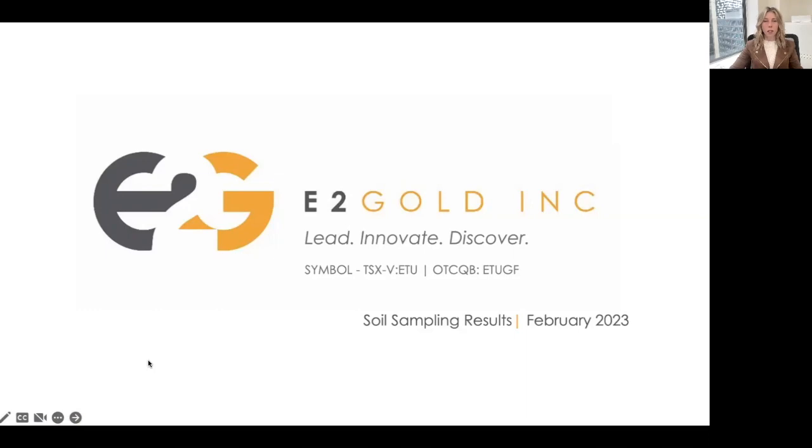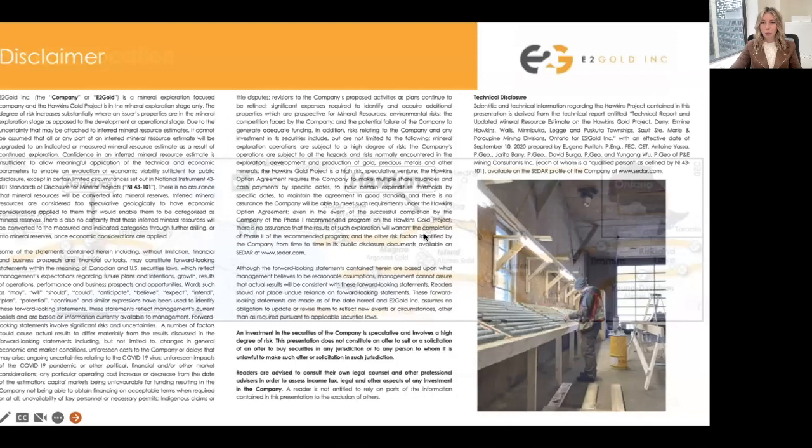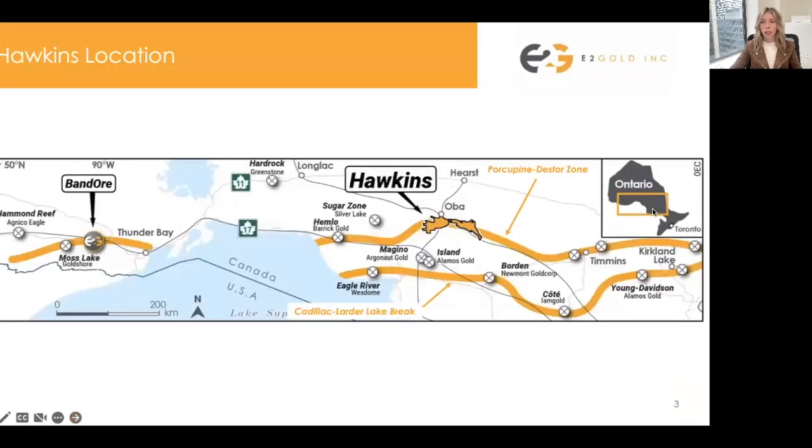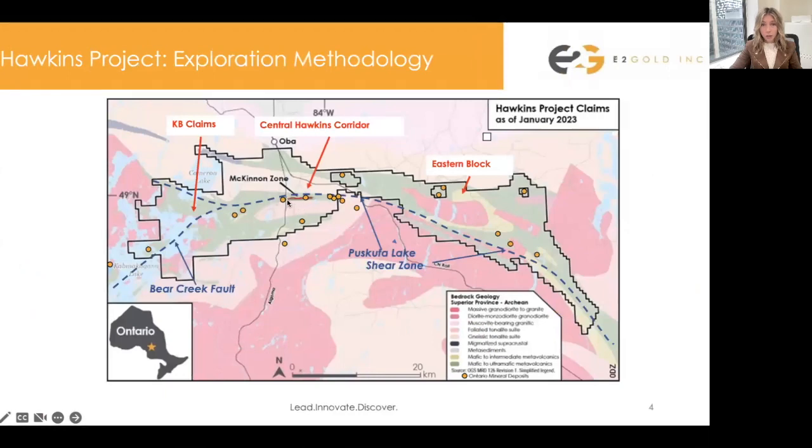Welcome to our video explanation of our most recent press release on the soil results at the Hawkins Project here in North Central Ontario. So in the center of the Hawkins Project is the McKinnon Zone. You can see that here, surface trace 3.5 kilometers in red.